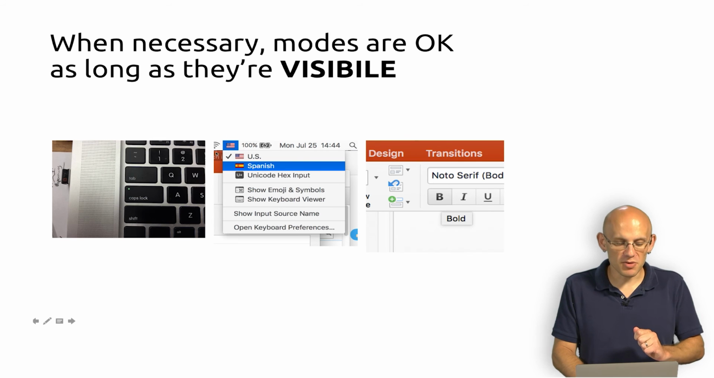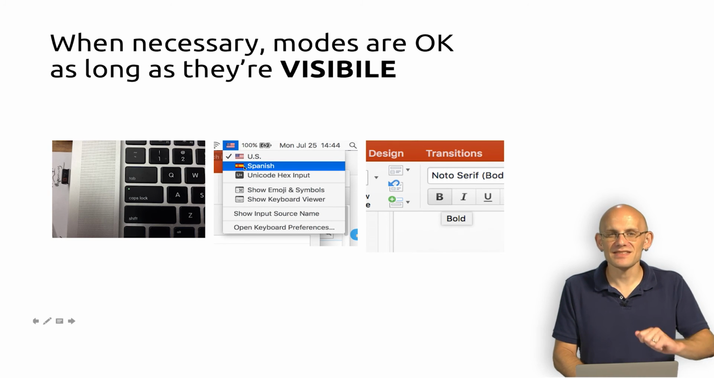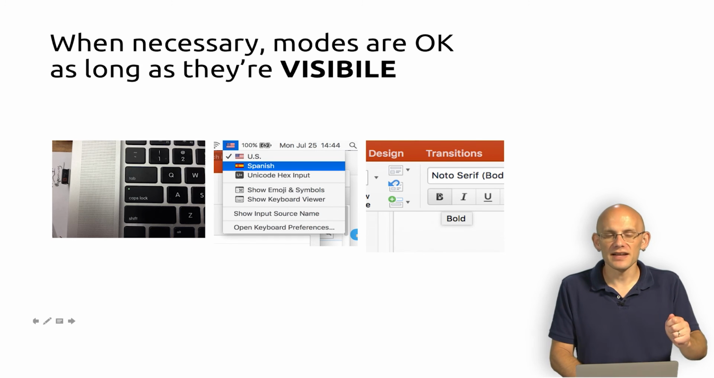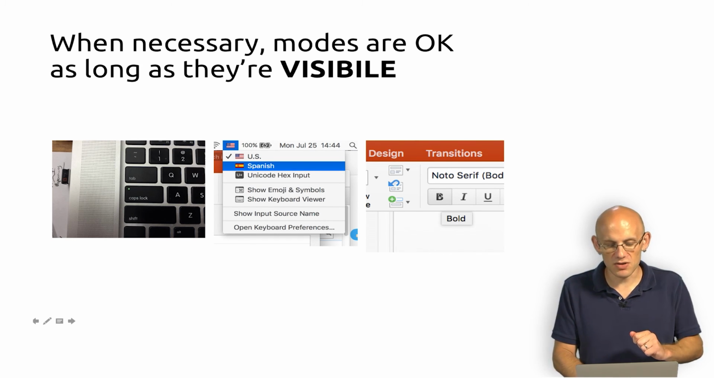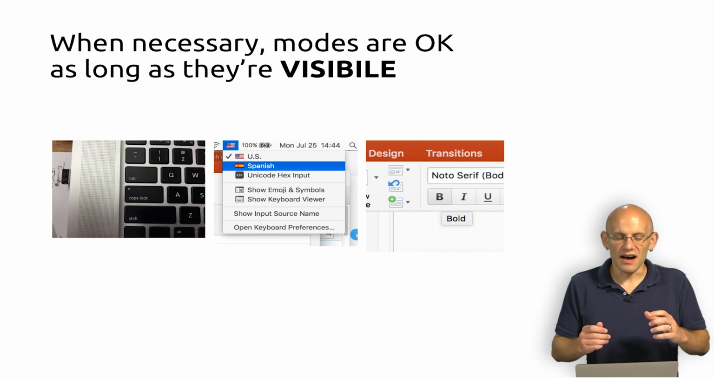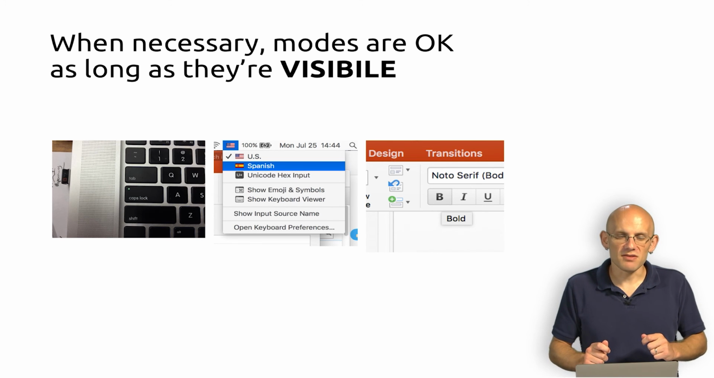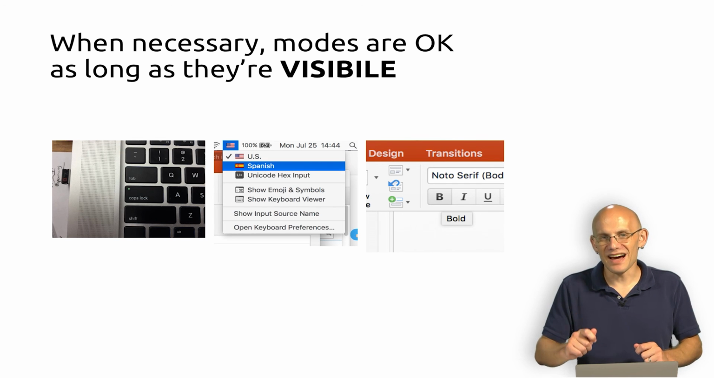Same deal here with the keyboard layouts, right? This little flag tells me I'm in the US keyboard layout mode. If I switch to Spanish, it's going to switch to a Spanish flag. I can see the system status is visible. The mode status is visible, right? Same deal here with the bold button. I can see that it's depressed. I know what type of text is going to be entered when I start typing, right? I know the status of the mode. It's pretty rare to find these days in commonly used applications violations of this part of the heuristic, right? Situations where there are modes, but the mode status is not visible.